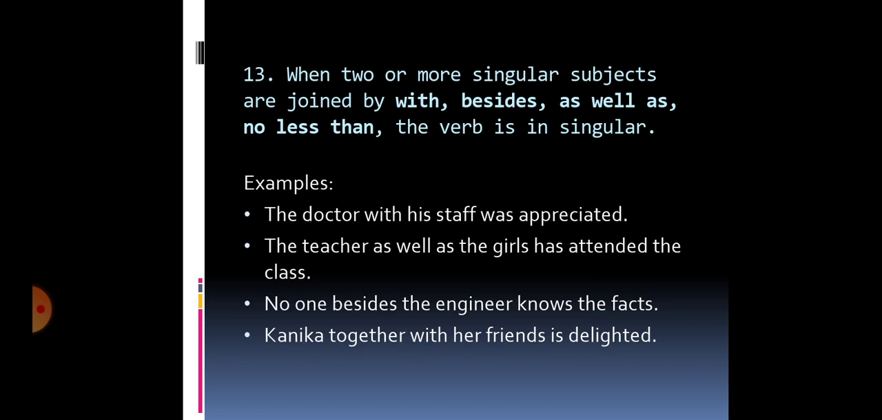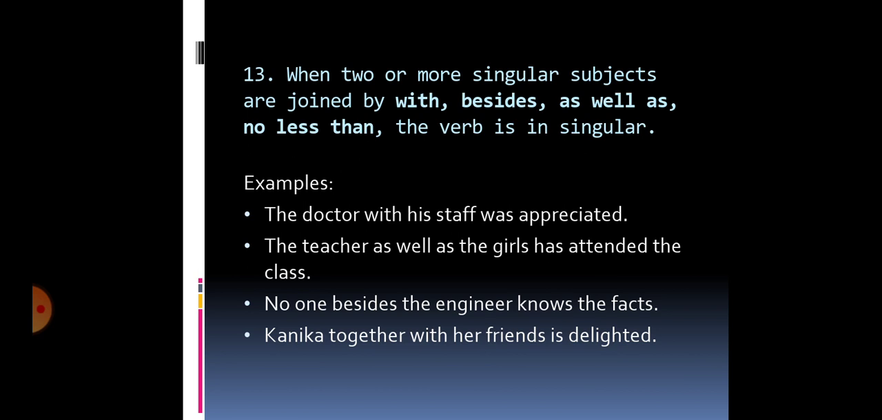Then moving on to rule number 3. When two or more singular subjects are joined by with, besides, as well as, no less than, the verb is in singular. Again, with these words, the verb is in singular. The doctor with his staff was appreciated. So with is used, and with that we have used the verb was.